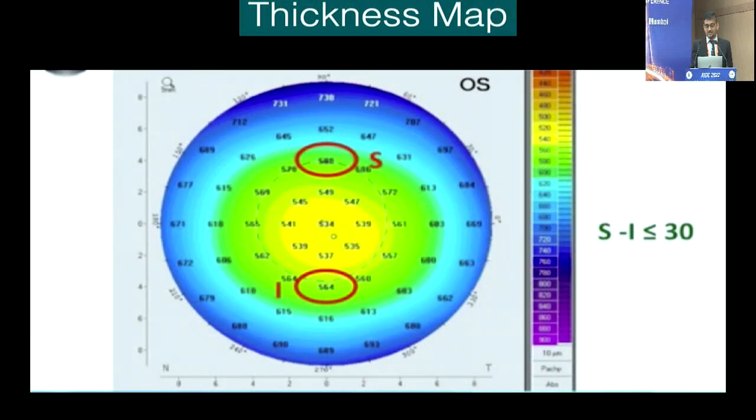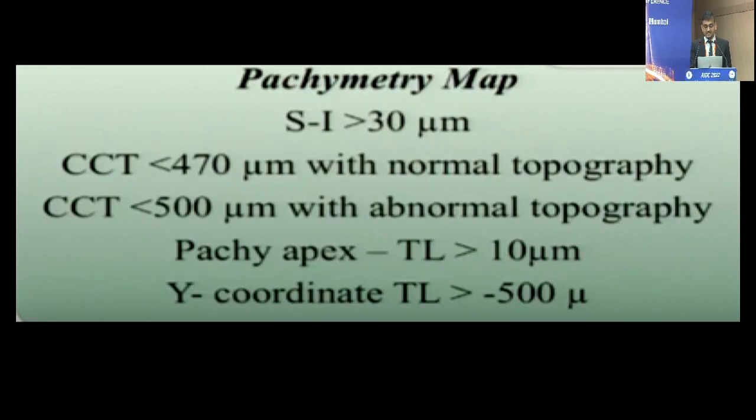The other thing that you can see is the difference between superior and inferior corneal thickness. If it is more than 30, then it's a red flag. So these are, in short, the pointers which will tell you what abnormalities can happen, which you need to look for.